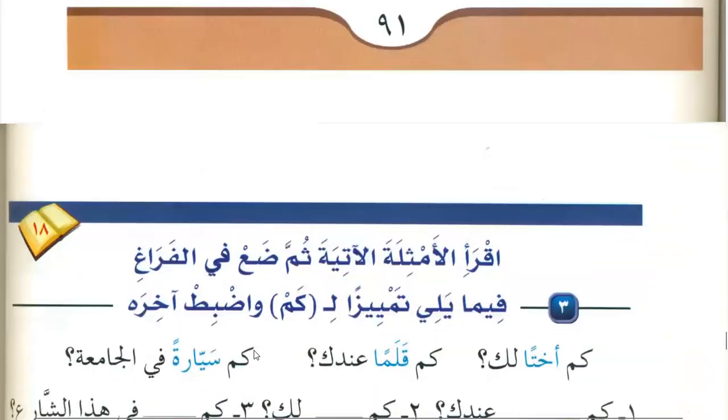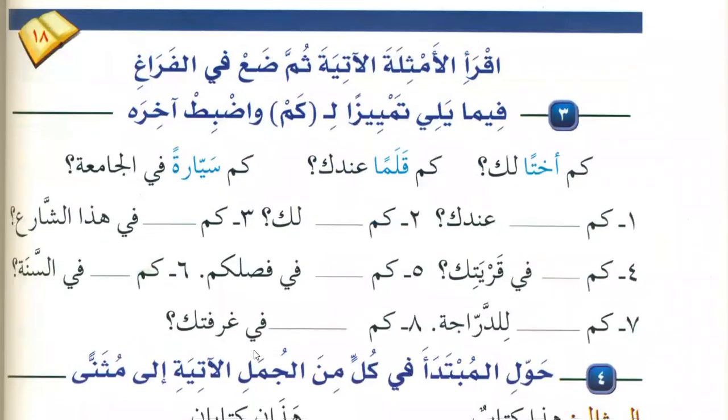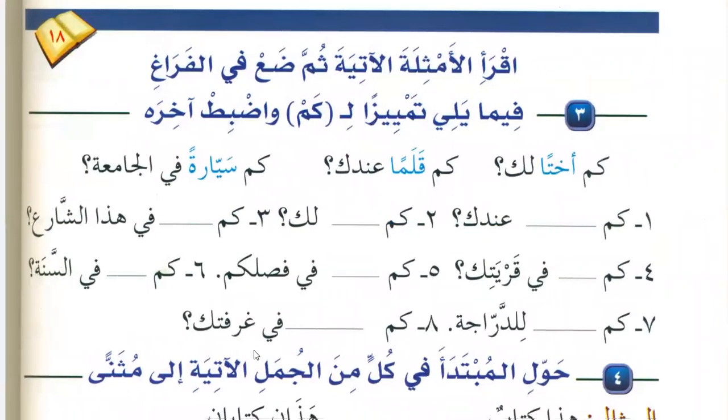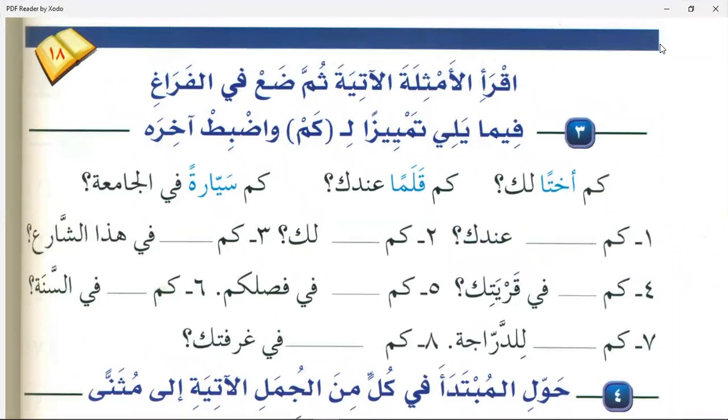Read the three sentences, then fill in the blanks choosing the correct word. You already learned the rule for kam: after the word kam we always use a singular mansub word. So you will fill these blanks keeping that rule in your mind. Miss Rahma, first four. Also read the example.